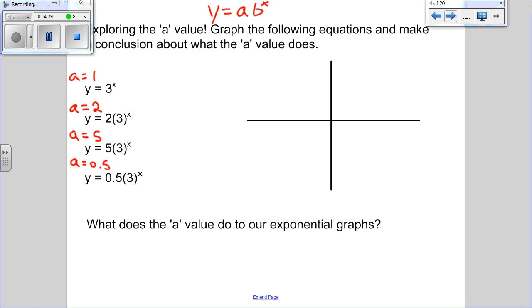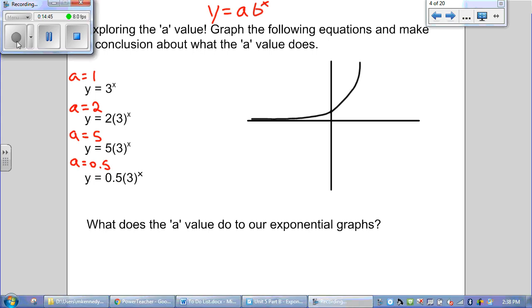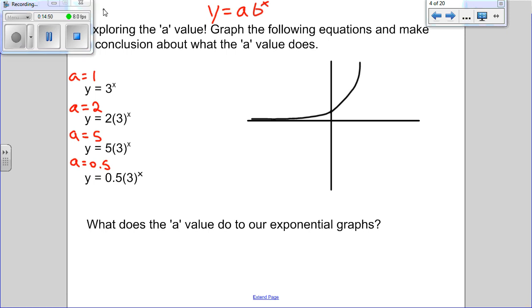We're going to see if we can figure out what A's do. When you're putting these in your calculator, I like to put them in as like y equals 2 bracket 3 to the power of x bracket, so that I know my calculator is putting the x on the 3 and not the 2. If you ever have a negative number, then you would go bracket, bracket, -3, bracket, power x, close it off. Your graph should look somewhat like mine.